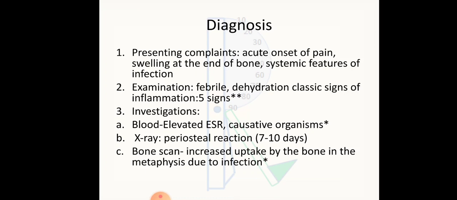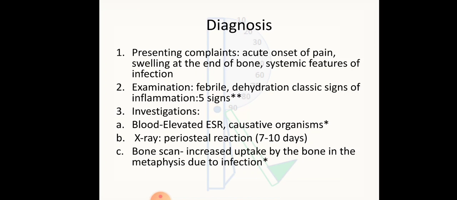Before that, you can also diagnose whether it's osteomyelitis or not via bone scan. Now, bone scan is nothing but using technetium 99, which may show increased uptake by the bone in the metaphysis due to the presence of organism. This is nothing but your technetium 99 bone scan. This is much more positive before the changes appear on the X-ray. Definitely, first when you see a patient of acute osteomyelitis, please opt for technetium 99 bone scan rather than opting for X-ray if it is very acute.